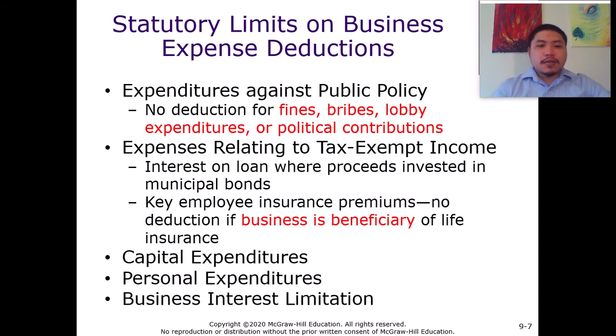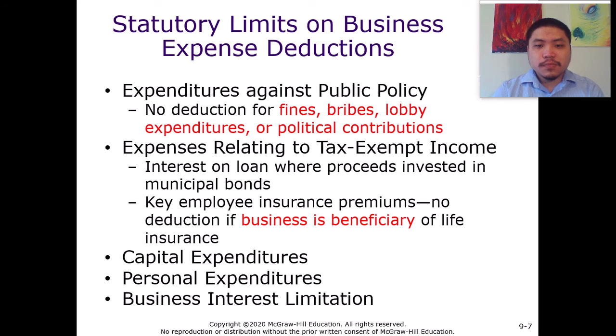All right, and then the second case I want to talk about is expense related to tax-exempt income, right? So this is kind of obvious, right? Because tax-exempt income is not included in gross income, right? So the expenses that are incurred to generate this kind of income should not also be included in the tax return, right? So it should not be deductible, right?